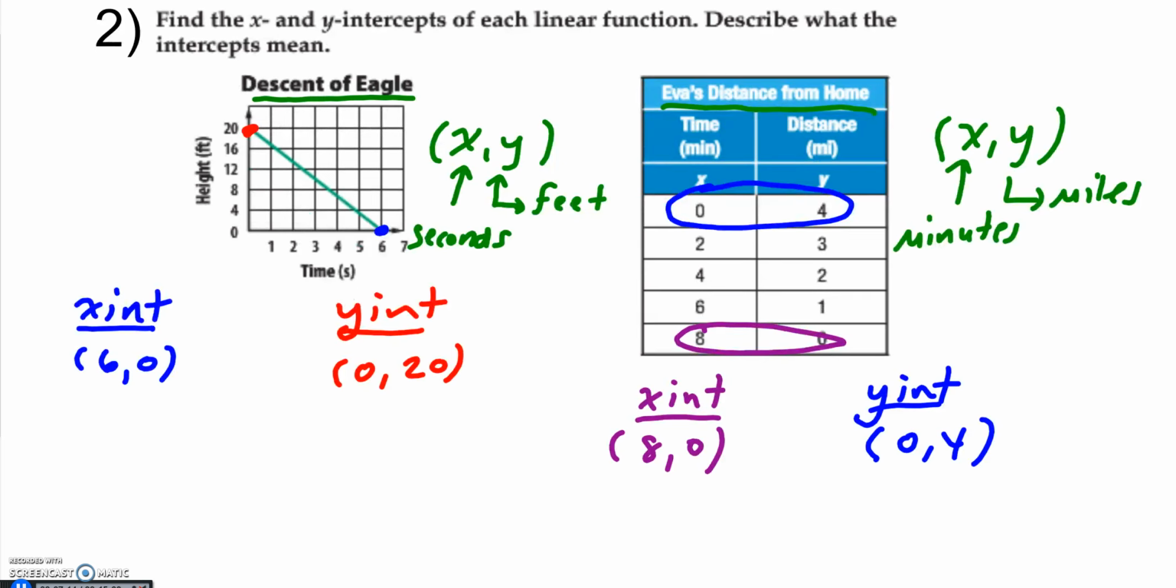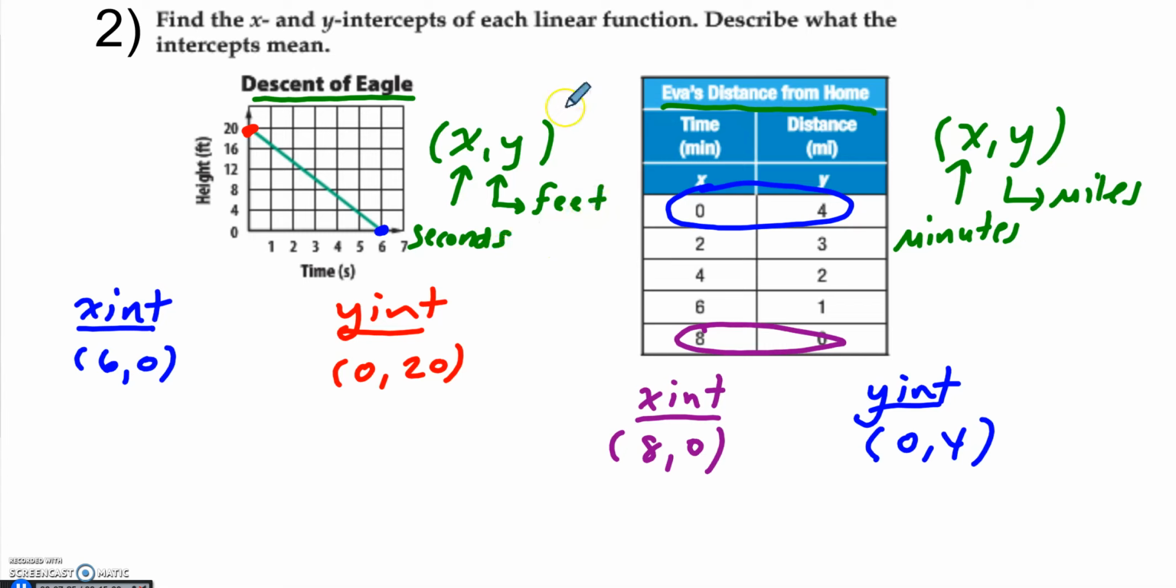Okay, so I have some work here, and let me check in with you before I write my sentences down. For the first example here, I said that my x-intercept along my x-axis was at (6, 0), and I said that my y-intercept along the y-axis was at (0, 20). So please make sure you agree with these two before you keep going.